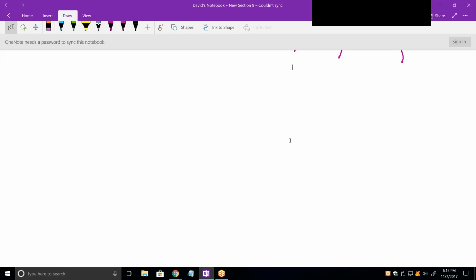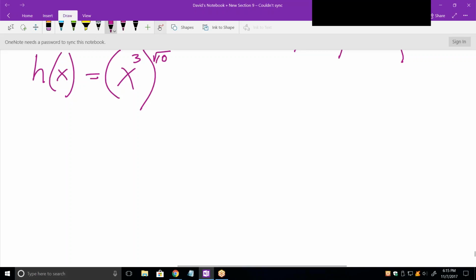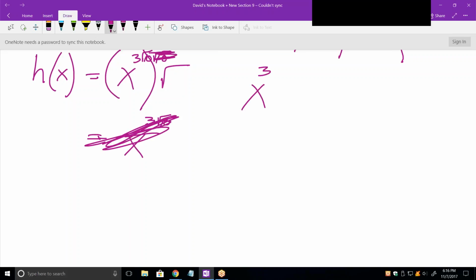Okay, the next one is h of x equals x to the third square root of 10 plus 5x. Whoa, whoa. We got x to the third, what? And then it's the square root of 10 after that. Up in the exponent like that? No, it is right after the exponent. There's no parentheses. It's not in the power. It's just like the next number, with no addition or subtraction sign in between. They're just right next to each other. Like that? Yeah, just like that.